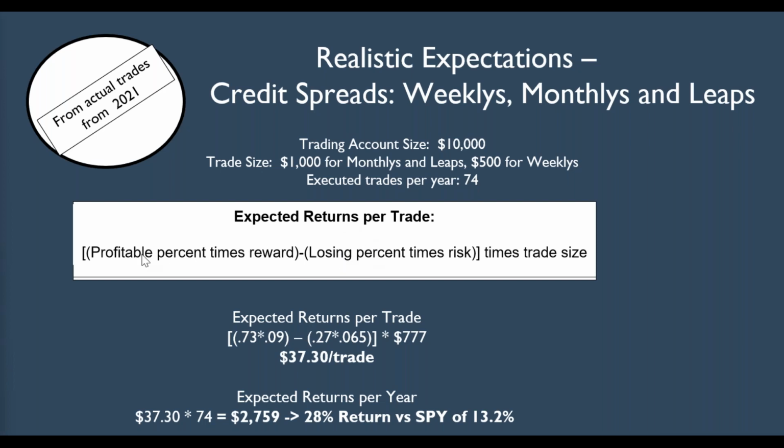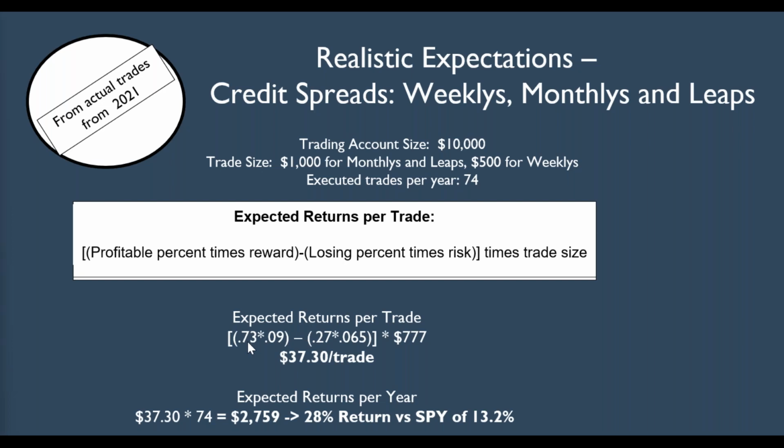Using this formula, you take the profitable percent times the reward, minus the losing percent times the risk, times the trade size. Well, the trade size is going to be less than $1,000 because I've got a combination of $1,000 monthly leaps and $500 weeklies. The average is going to be about 777. We are correct, and I've been publicly releasing alerts for greater than 10 years. Well, it's greater than 11 years now.